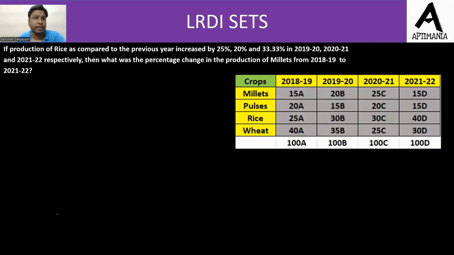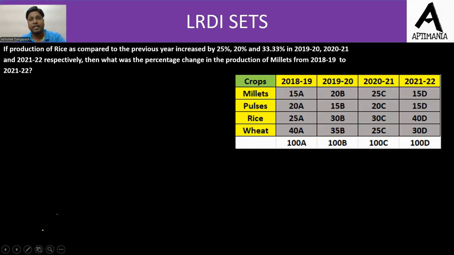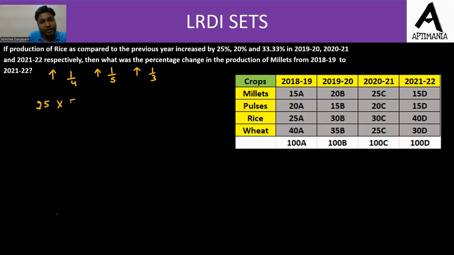Question क्या है, किस तरह से करने देखते हैं. So if the production of rice as compared to the previous year increased by 25%, now increment of 25% means there is an increment of 1 by 4. Increment of 20% means there is an increment of 1 by 5, and increment of 33.33%, which is 1 by 3. So respective increment हुए in the production of rice. So rice initially was how much? 25A. So when it is increased by 1 by 4, it must have become 5 by 4 of its initial value. 1 by 4 का increment makes it 5 by 4 of initial value.